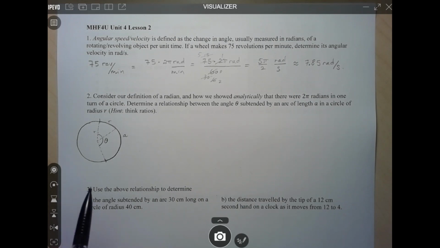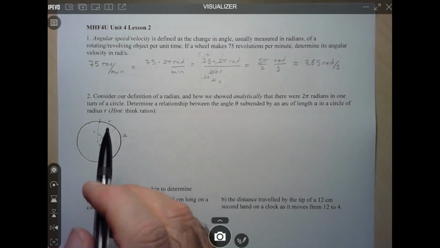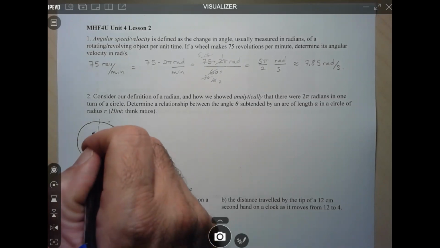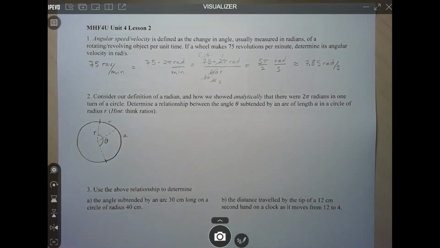So this is what I'm going to leave you to think about. I'm trying to look for a relationship between these 3 measures in my circle. Go ahead, stop the video and see if you can figure out what that relationship is going to be.